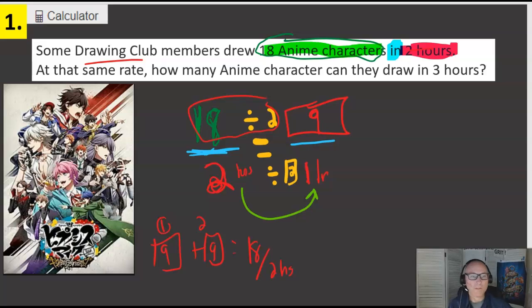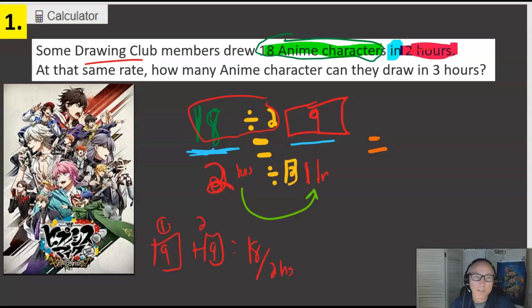So that's still not answering our question, because the question is how many can they do in 3 hours? So now that we have the unit rate, it's going to be a lot more, what's the word, smoother, I guess. We can do this a lot more smoothly doing it this way. Let's just go with that for now. There's a much better word than that.